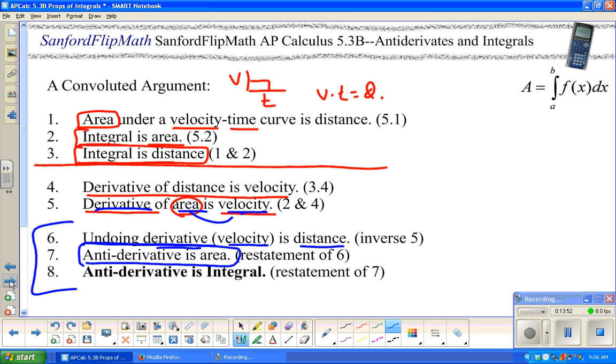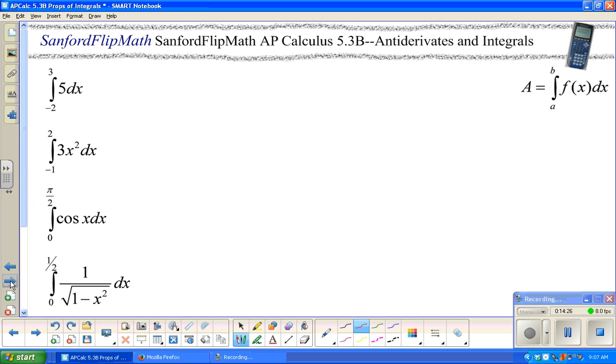Ultimately, this is the capper for it all. Antiderivative is integral. That doesn't sound very deep, but to the two people, Leibniz and Newton, who were working on this from completely different ends, they were amazed. So the basic deal is, if I undo derivative, I find area. I do derivative, I find slope. If I undo slope, I'm back to distance, but I'm also finding area. Area and distance are the same. It's all interconnected. So what are we going to do now? We're going to find integrals by doing antiderivatives.